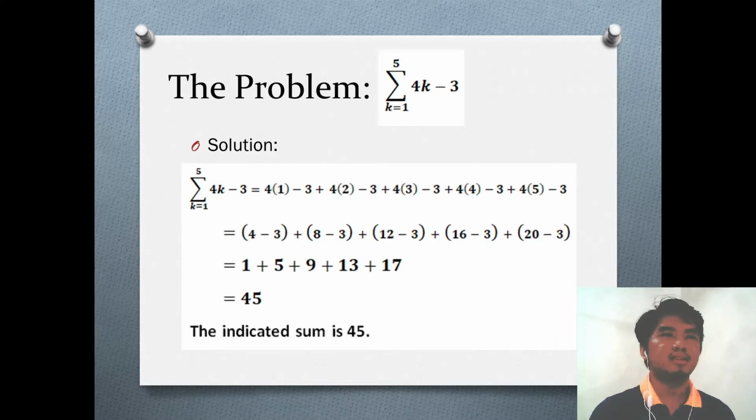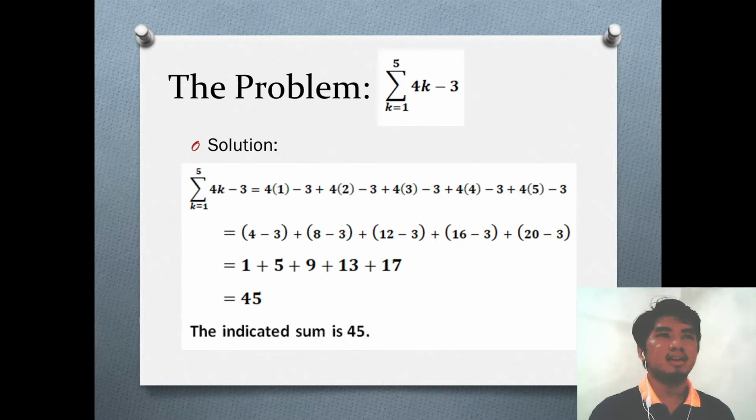So we're gonna first multiply. So 4 times 1 is 4 minus 3 plus 4 times 2 is 8 minus 3 plus 4 times 3 is 12 minus 3 plus 4 times 4 is 16 minus 3. So plus 4 times 5 is 20 minus 3.